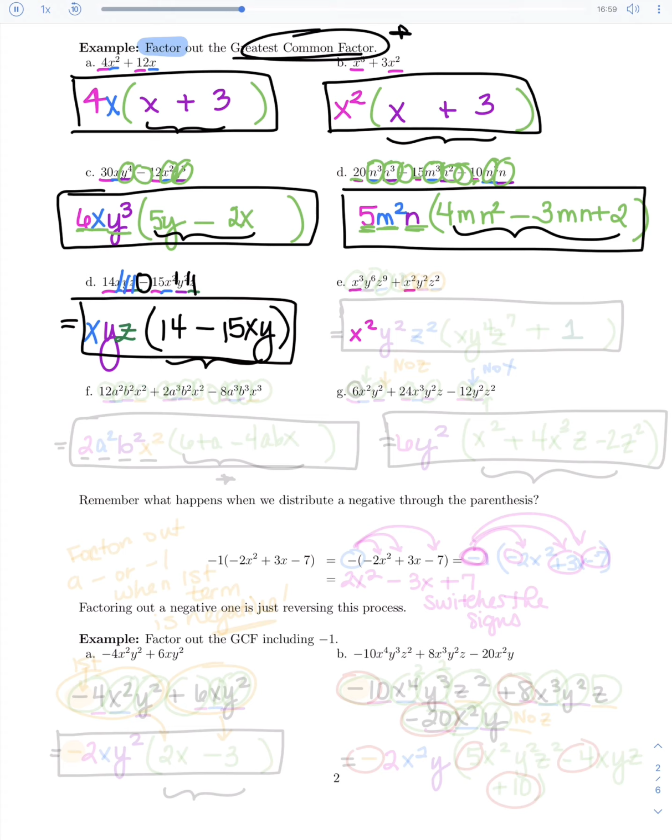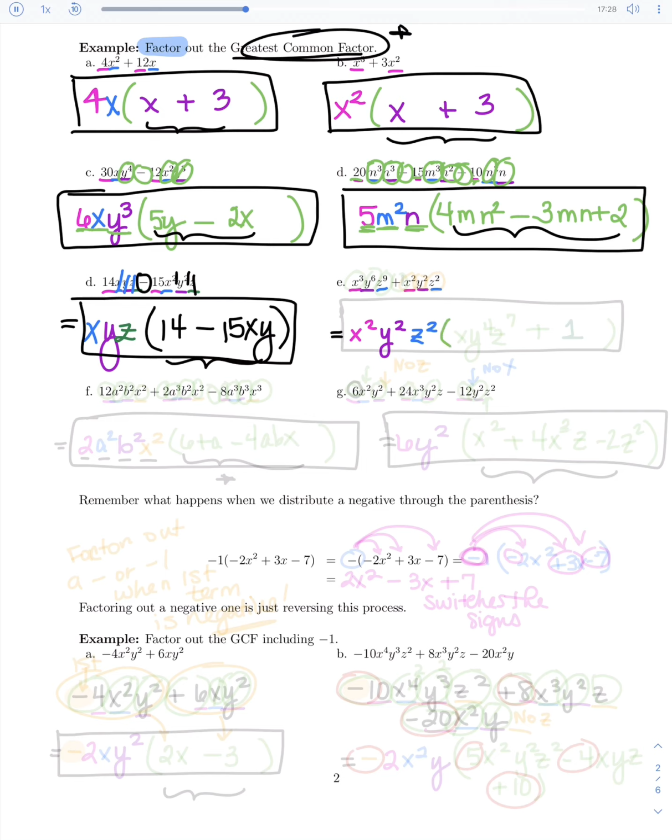Then, continuing along, I can look at my y's, a y to the 6th and a y squared, which means each piece has at least two y's, so I can also pull out a y squared. And let's take a look. Z's, we've got a z to the 9th and a z squared, so they both have at least two z's, so I can also pull out a z squared. So I'm going to pull out two x's, two y's, two z's from each and every piece.